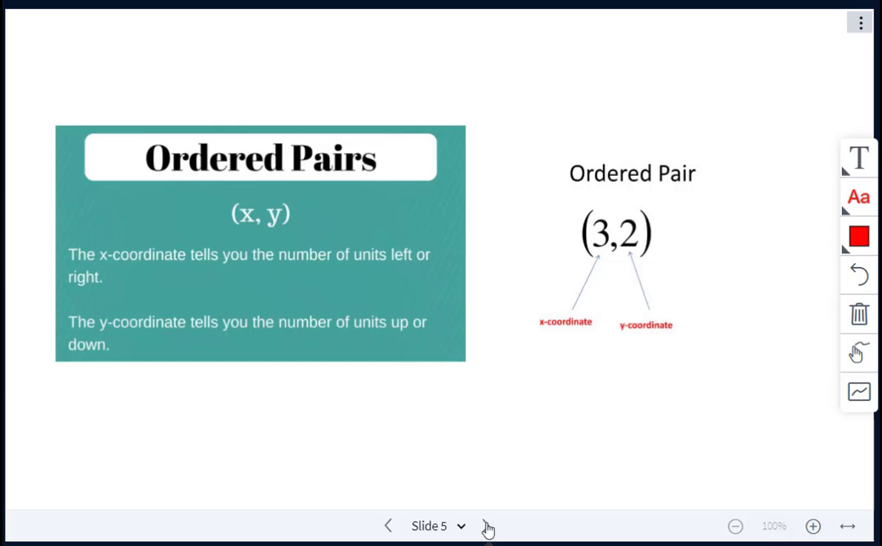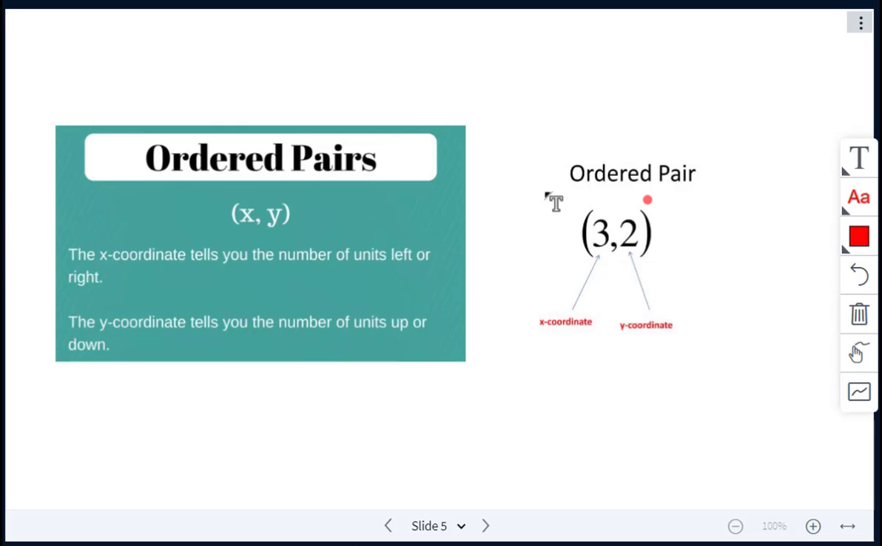So just a review of ordered pairs. The first number is always x, the second number is always y. The x coordinate tells you the number of units you're going to move left or right. The y coordinate always tells you the number of units you're going to move up or down. One way to remember it is alphabetical. X comes before y, so you're always going to move x first and then your y coordinate.